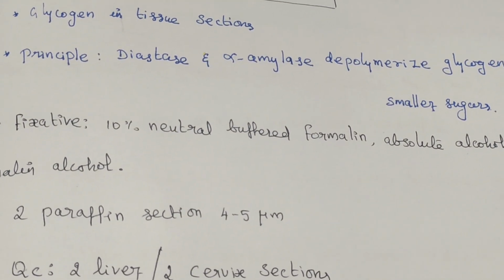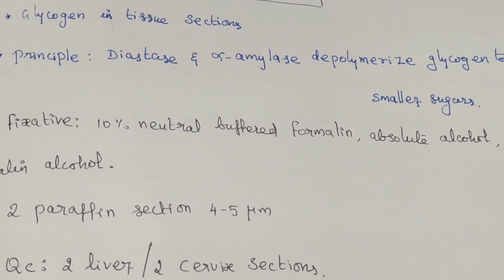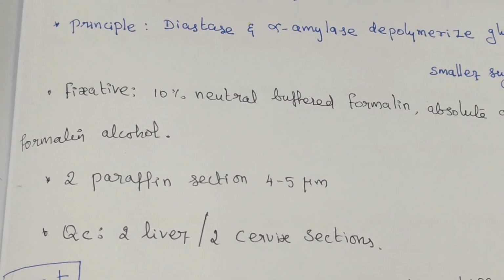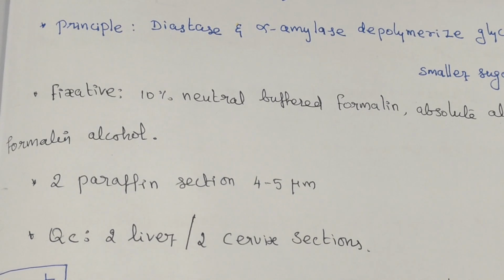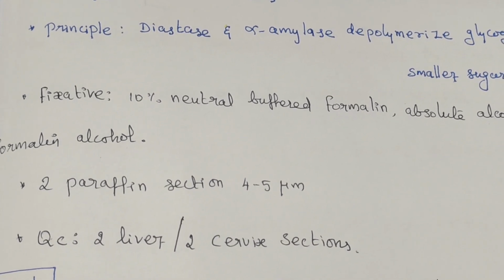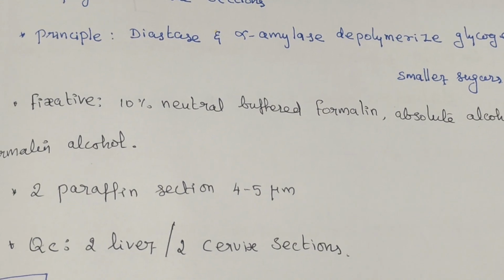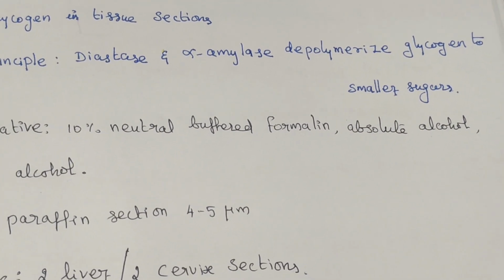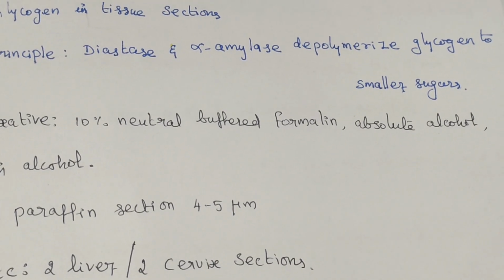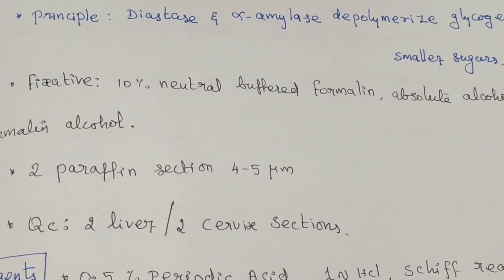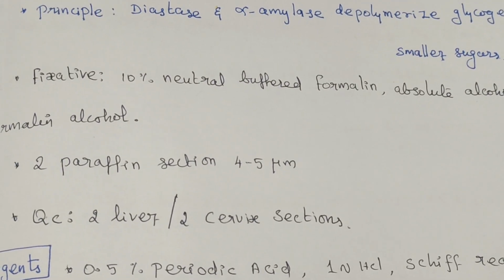The fixative we are using is 10% neutral buffered formalin, absolute alcohol, or formalin alcohol. We cut paraffin sections, 4 to 5 micrometers. For quality control, use 2 liver or 2 cervix sections.